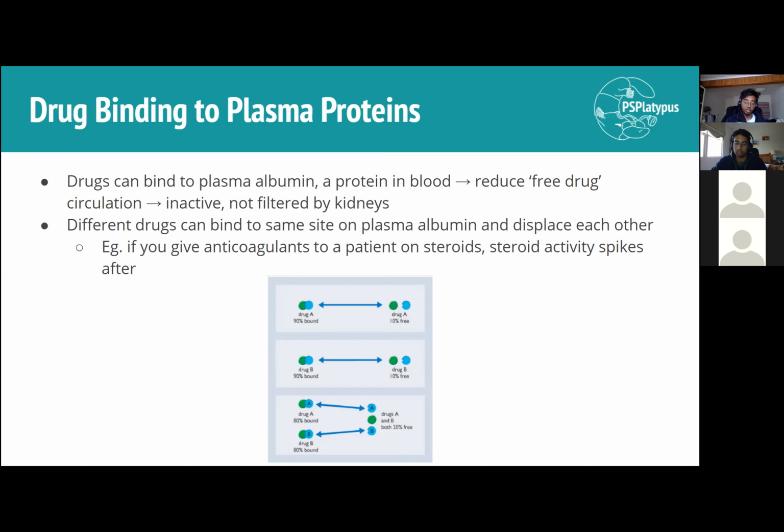When it gets a little bit interesting is when we have different drugs binding to the same site on plasma albumin, and they can displace each other. So for example, if you give anticoagulants to someone on steroids, the patient on steroids would have steroids already bound to plasma albumin. But if you give anticoagulants which compete for the same spot on the plasma albumin, some of the steroids is going to get kicked out of the albumin and get released into the bloodstream. So steroid activity is going to spike, even though we don't even know that they have steroids since it's all inactive and bound to plasma albumin. So that's something pretty important.